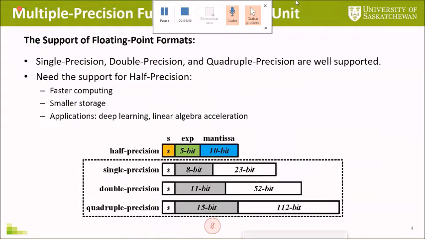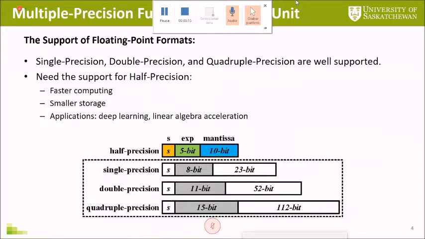So my main idea of this multiple precision fused multiply add unit is to include the half precision with the single precision, double precision, and quadruple precision in a single chip. If we include the half precision, it's going to be faster, and it'll use smaller circuits, and obviously it's good for deep learning and linear algebra acceleration.